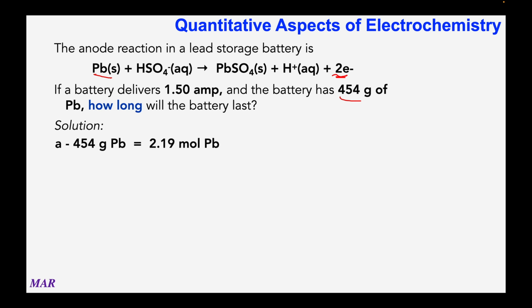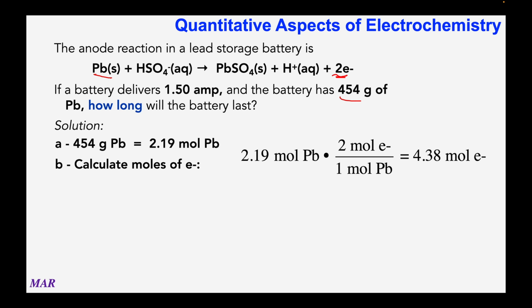Start with the grams, turn them into moles. We'll take the 454 grams of lead, divide it by the molar mass of lead, which is roughly 207 grams per mole. That'll give us the moles of lead that are present, 2.19 moles. Every mole of lead creates 2 moles of electrons. That's what the balanced reaction there is saying. 1 mole of lead creates 2 moles of electrons. So every mole of lead will create 2 moles of electrons. That's 4.38 moles of electrons being created.